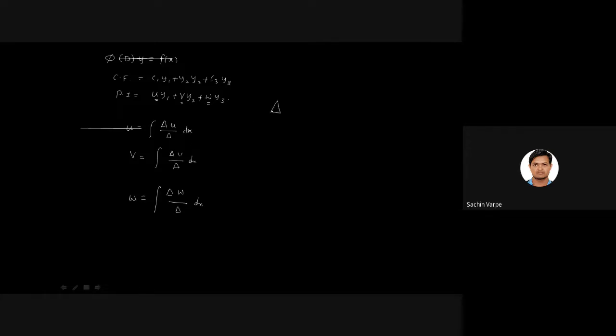where delta is the determinant of coefficients like in Cramer's rule. What are the coefficients here? Here the coefficients are y1, y2, y3, y1 dash, y2 dash, y3 dash, y1 double dash, y2 double dash, and y3 double dash.